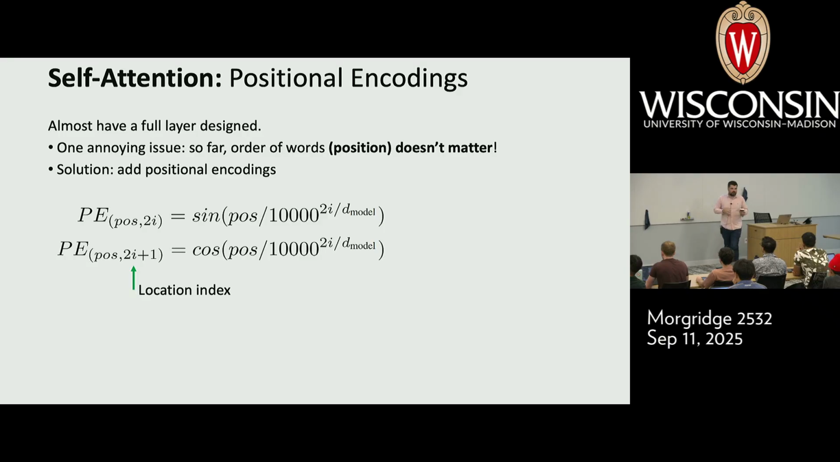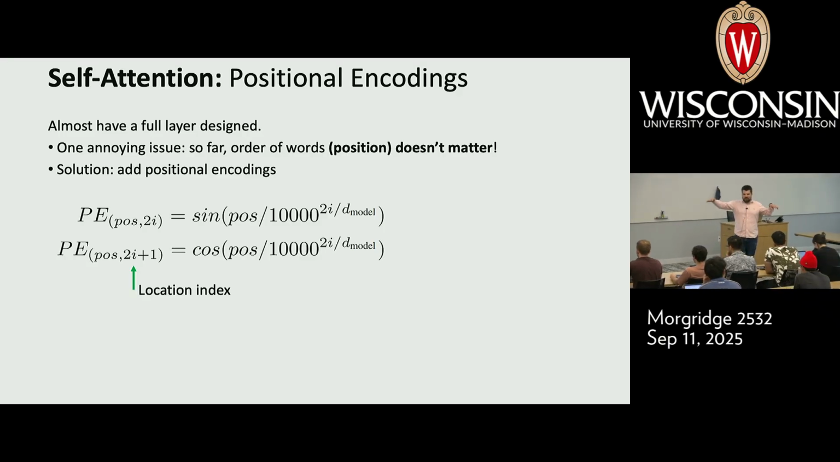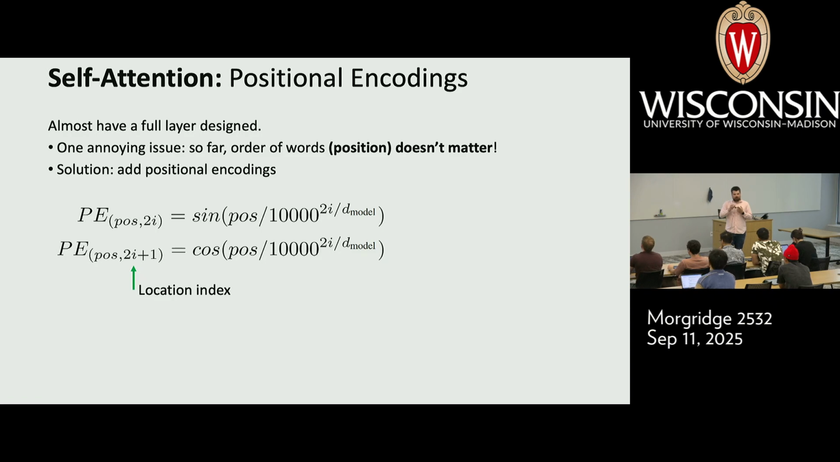What does I do? So there's two things going on. Position is where I'm at in my sentence. I is the location in my vector, right? So I have words. They're at different positions. For each word, there's a vector with some number of components as dimensionality. I indexes into that.